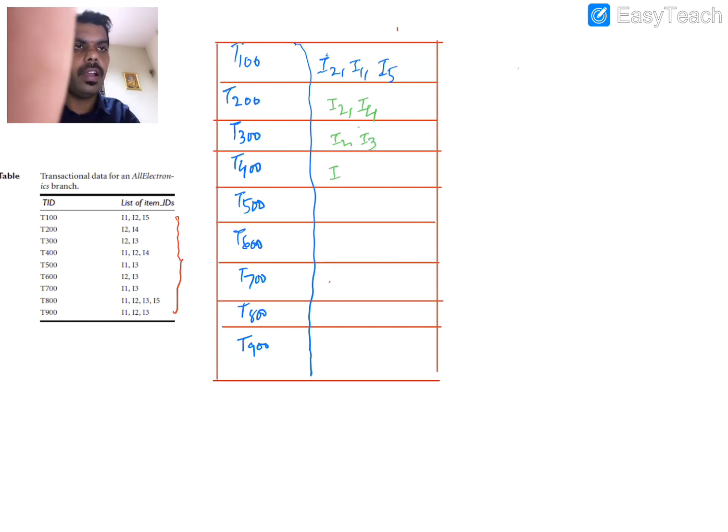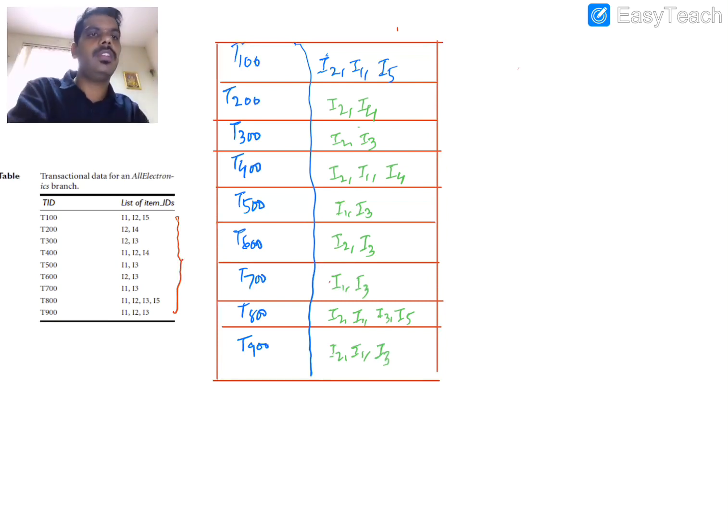T400, I2, I1, I4. Next T500, I1, I3. T600, I2, I3. T700, I1, I3. T800, I2, I1, I3, I5. T900, I2, I1, I3. So in all transactions, I2 comes first.